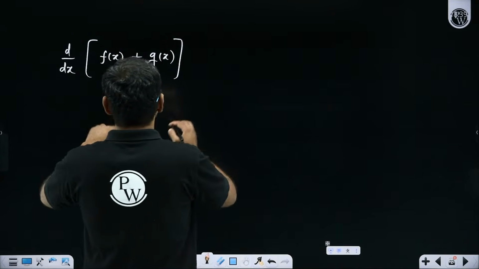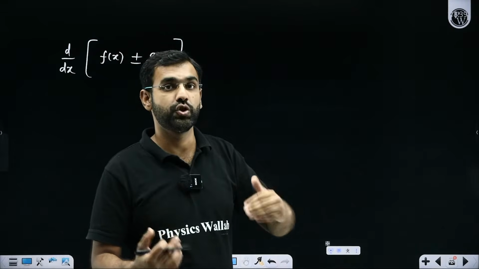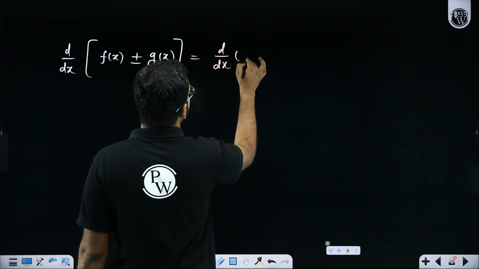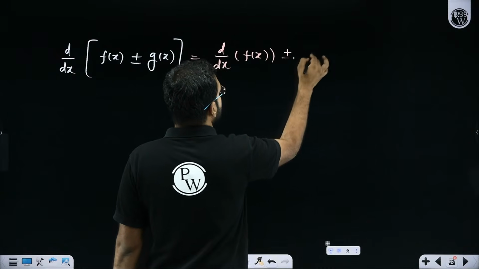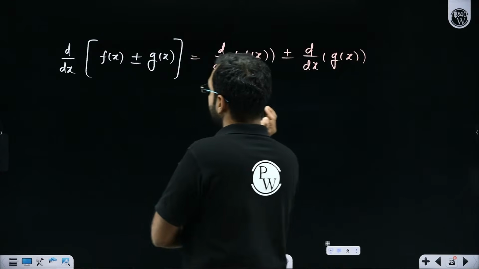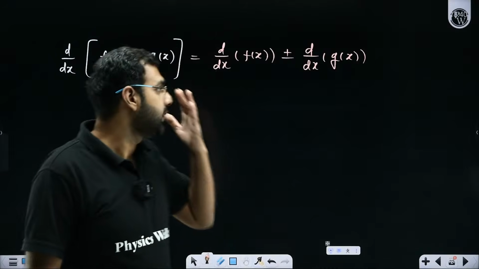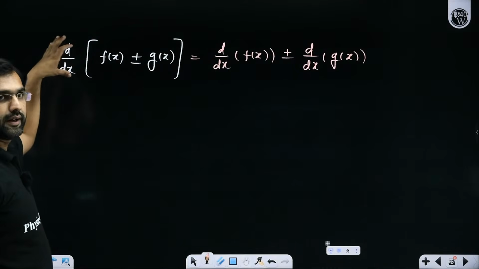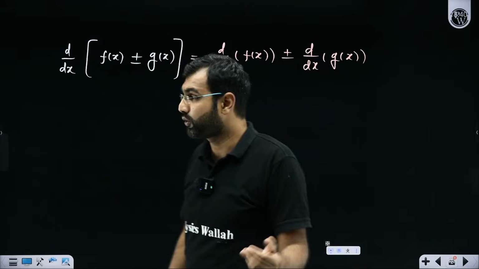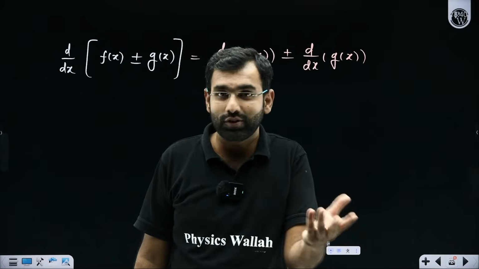Coming back to this, I am saying that over addition or subtraction, d/dx, that is differentiation, is distributable, which means I can write it as d/dx of f of x plus or minus d/dx of g of x. Whatever I'm saying, kindly listen to that only. Don't listen to what I'm not saying. People often listen to what I don't say. I said that differentiation d/dx as an operator can be distributed over addition or subtraction. I did not say that it can be distributed over product or division. So I hope you did not listen to that. I did not say that, right?